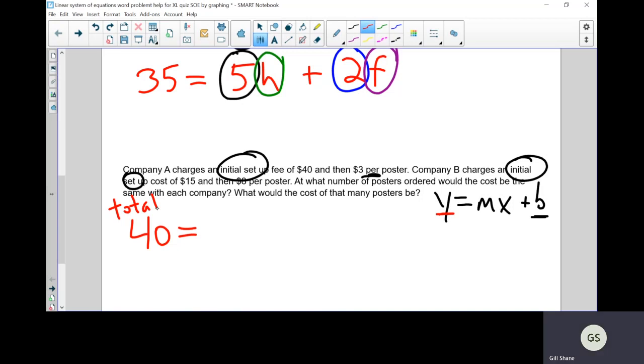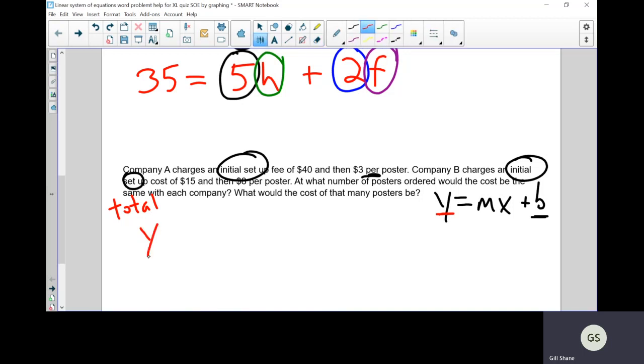Wait, I'm sorry, that's wrong. That's totally wrong. What was I thinking? So the total we don't actually know, because the $40 is an initial fee. That's a one-time fee, and then it's $3 per poster. So the total we don't know. So again, sometimes you got to think through these, even I do.